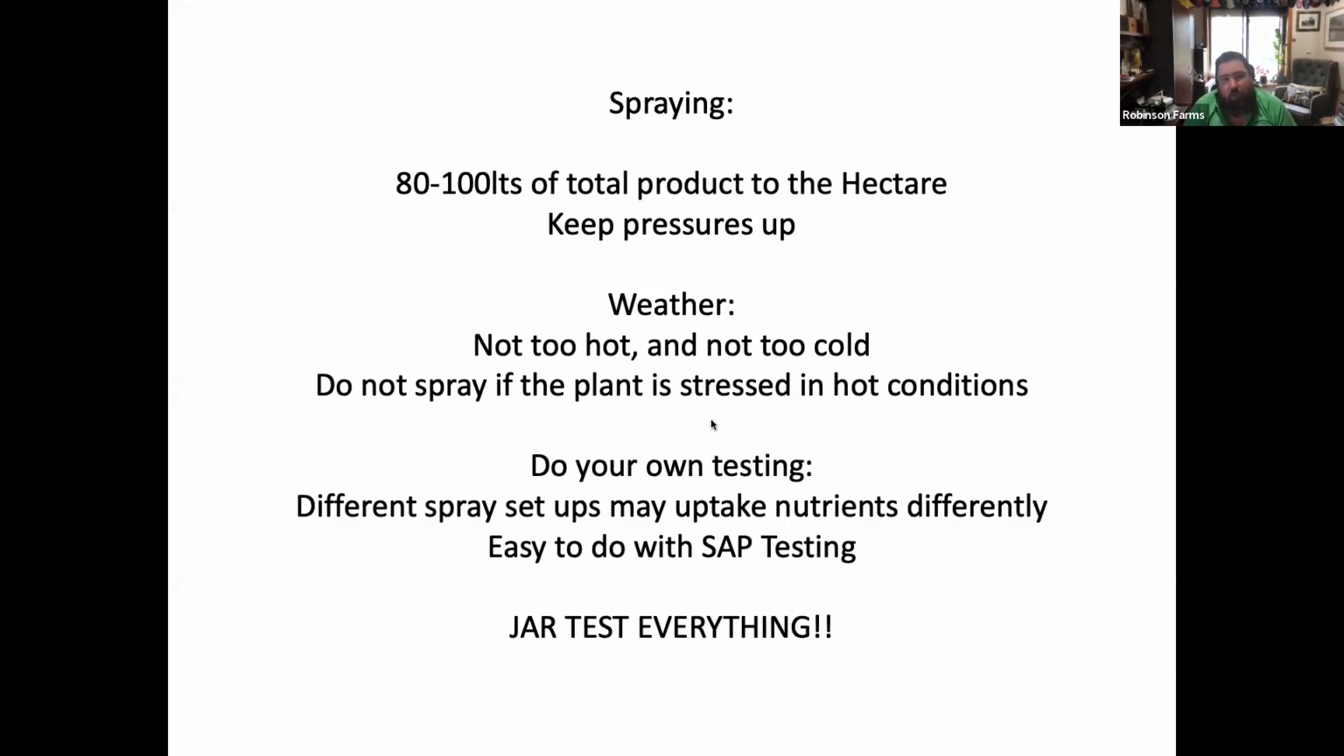And then the weather conditions. Mark spoke about this very briefly, and so am I. It is just simple: good pesticide spraying weather is good trace element spraying weather too. So, not too hot and not too cold. Don't spray if the plant is stressed in hot conditions, but also cold conditions too. This time of year we've got frosts happening as well, so we don't want to be out there in frosty conditions. If it's good pesticide spraying weather, it's good trace element spraying weather as well.